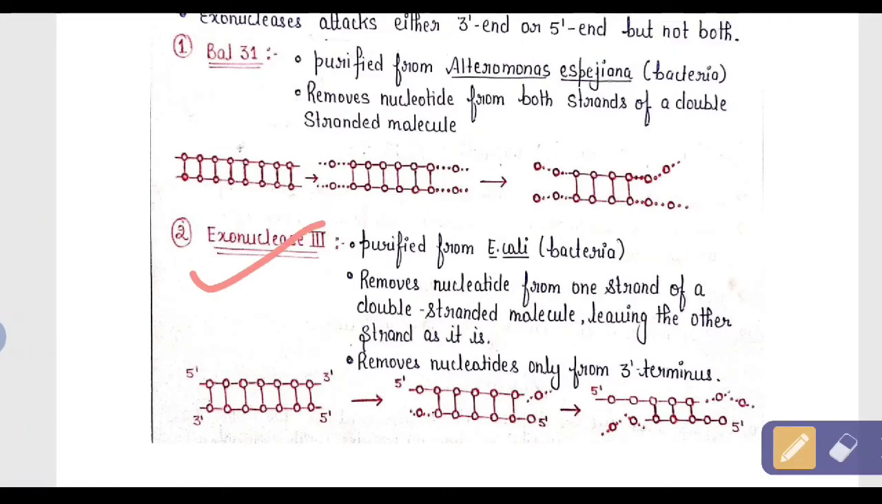This exonuclease III can be obtained from E. coli, and it attacks a single strand of the double-stranded DNA molecule. So it attacks only one strand of the double-stranded DNA molecule, and that too at the 3' terminus. It removes nucleotides one at a time from the 3' terminal, only from a single strand and not from both strands. Okay, so it degrades only a single DNA strand, and the other DNA strand will remain intact, as it is.